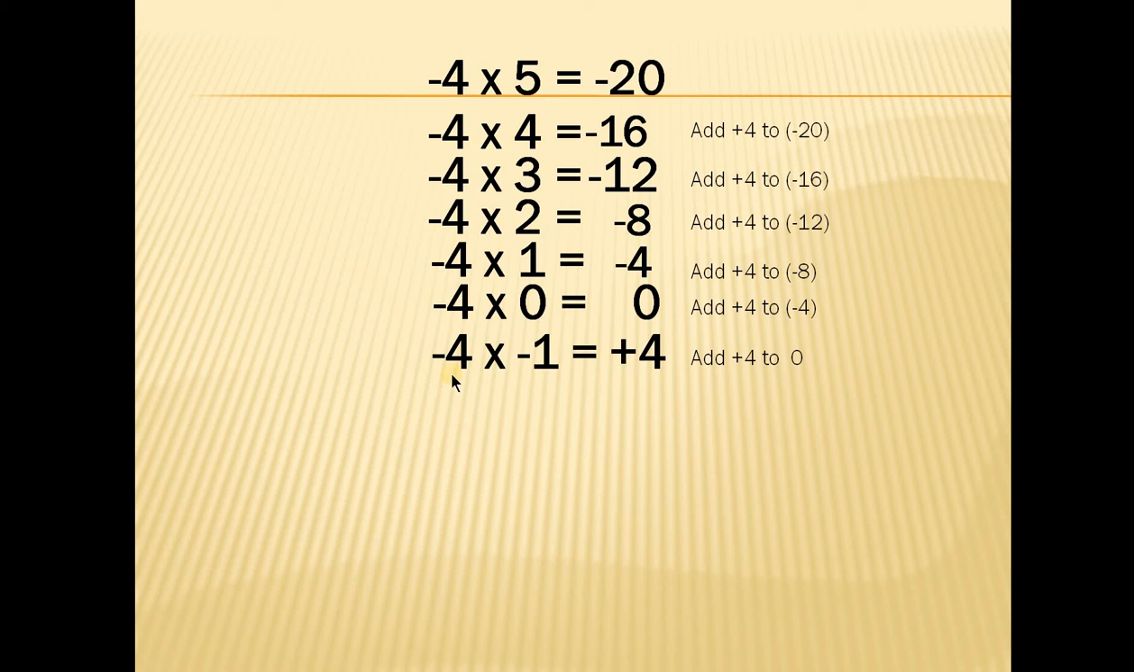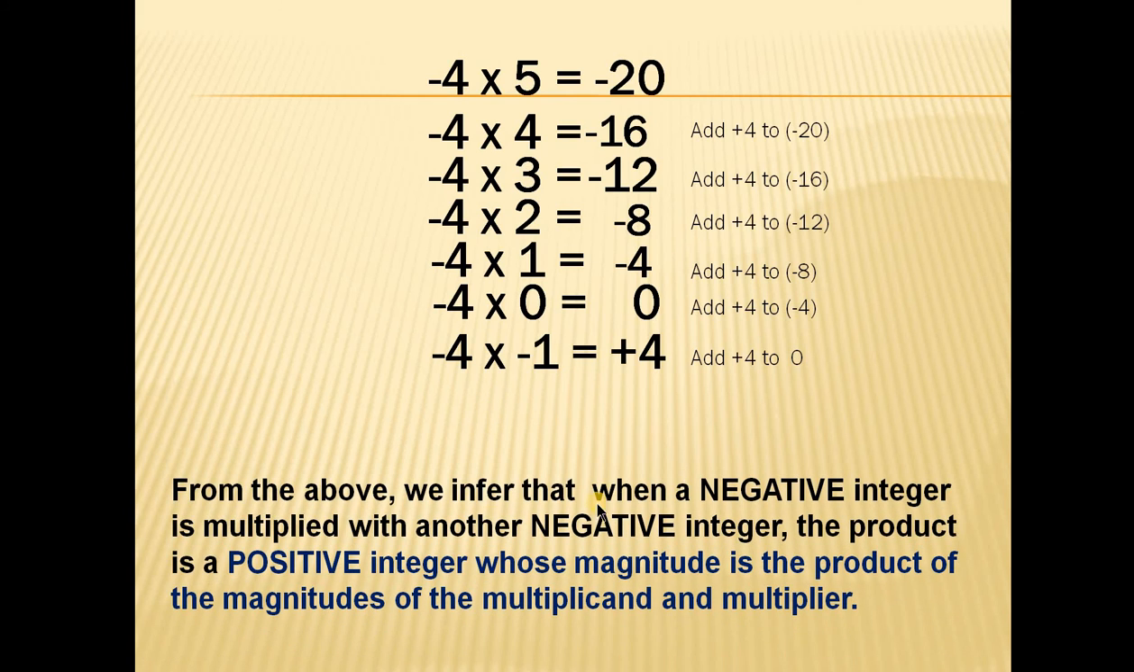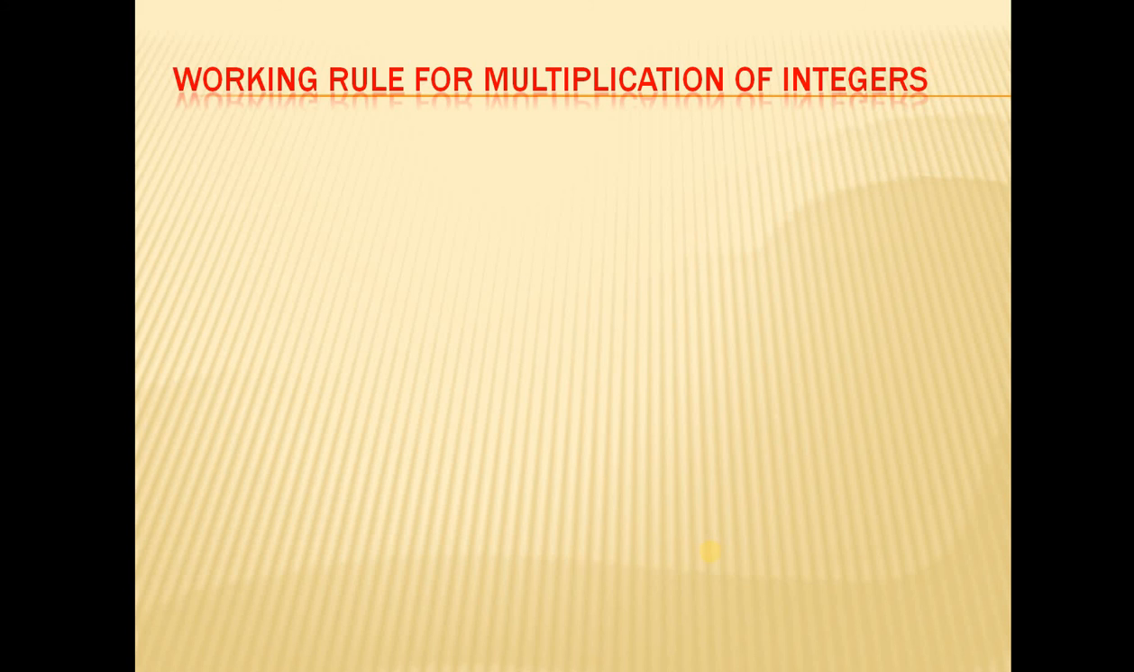So see here, minus 4, negative number, negative 1. Both are negative, multiplied negative by negative. You are getting positive. And the magnitude of the product is the product of the magnitudes of the multiplicand and the multiplier. So 4 times 1 is 4, minus into minus is plus. So from this we infer that when a negative integer is multiplied with another negative integer, the product is a positive integer whose magnitude is the product of the magnitudes of the multiplicand and the multiplier. So I think that you have the working rule for multiplication of integers now.